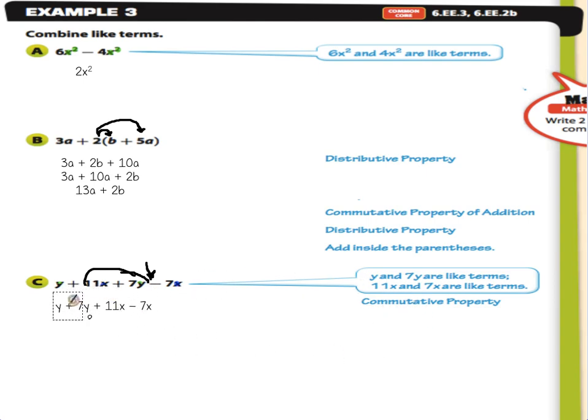And now I can go ahead and combine like terms. Well, y plus 7y would give me 8y, and 11x minus 7x would give me 4x. So my simplified expression would be 8y plus 4x. Again, you'll want to take this slowly and show all of your work. Go step by step. Do not try to do this in your head, and do not try to skip steps. That is where students make their mistakes, and that is where things get messy.